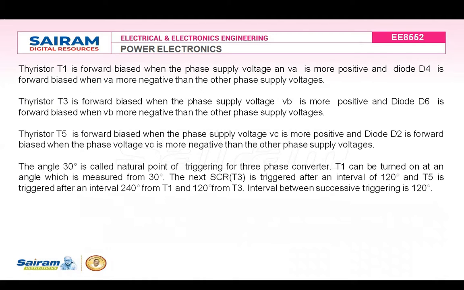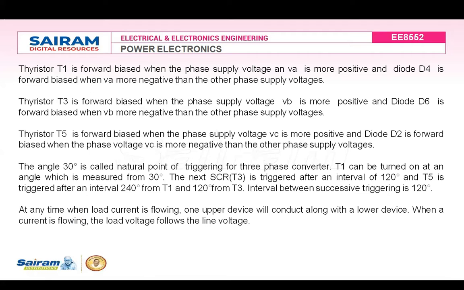The angle 30 degree, which is called the natural point of triggering, is the angle from which the firing angle alpha is measured in order to trigger T1. So from this natural point of triggering, we measure the firing angle alpha to trigger T1. And we can trigger T3 after a 120 degree interval and T5 again after a 120 degree interval. When T1 is triggered at alpha, we can trigger T3 at alpha plus 120 degree, and T5 at alpha plus 240 degree.